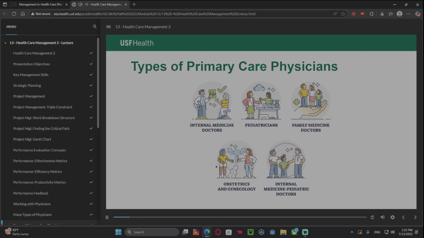There are types of primary care physicians. Many doctors are trained in internal medicine and go on to become specialists, although many stay as primary care physicians. Pediatricians treat children. Family medicine treats all ages, often in small towns or rural locations. Obstetrics and gynecology address women's care, and internal medicine and pediatrics doctors, as the name implies, address both adults and children. That's a relatively new primary care specialty, with additional training in pediatrics beyond that which family medicine doctors get.